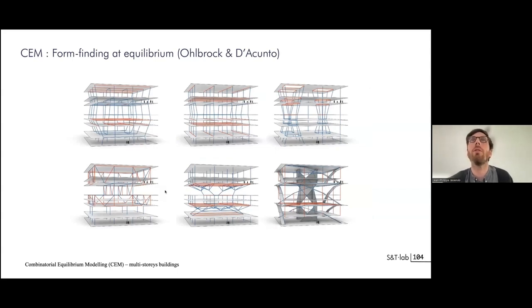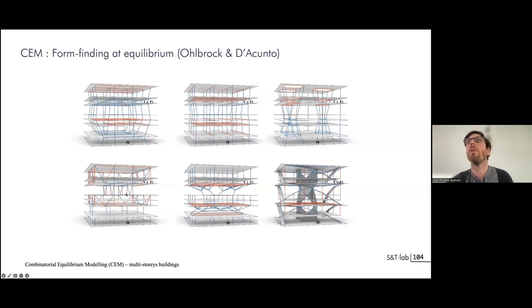But you can also use it for buildings. So in this example, it's for multi-story buildings. And what you can see is that you can generate many ways to make the structure stand and to have a clever structure that brings the loads to the ground.